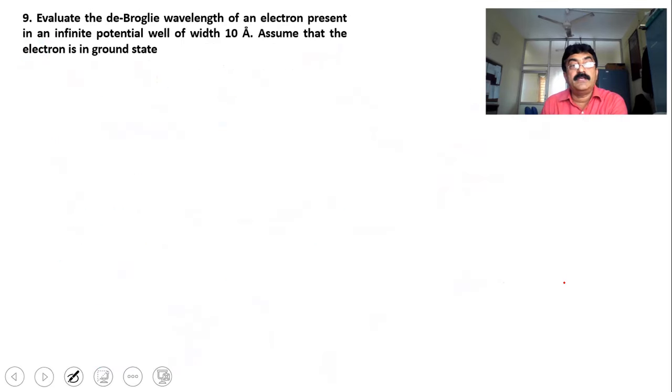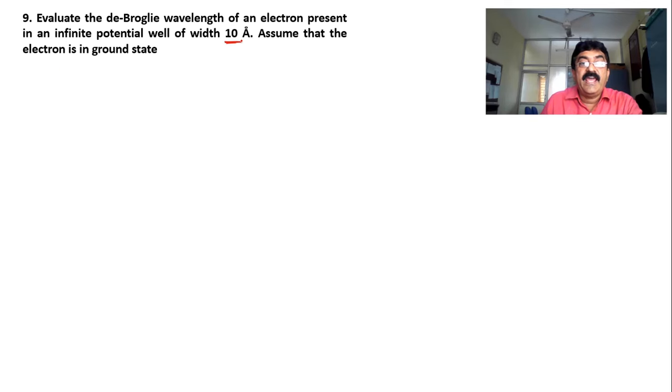Next question comes here. Evaluate the de Broglie wavelength of an electron present in an infinite potential well of width 10 angstrom. Assume that the electron is in the ground state. I think this is already done in one of the previous problems. Only thing, there it was n equal to 1 and 2 states. Here it is only the n equal to 1 state, the ground state. Well, I will try to do this problem in a different manner. Okay, it goes like this.